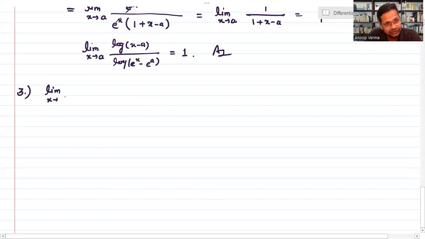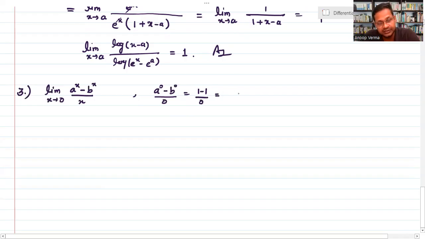We are going to calculate the limit of x tending to 0, and here this is a to power x minus b to power x, divided by x. So here you can see when you are putting the limit, it is a to power 0 minus b to power 0 divided by 0. So here we'll have 1 minus 1 divided by 0. This is 0 upon 0.